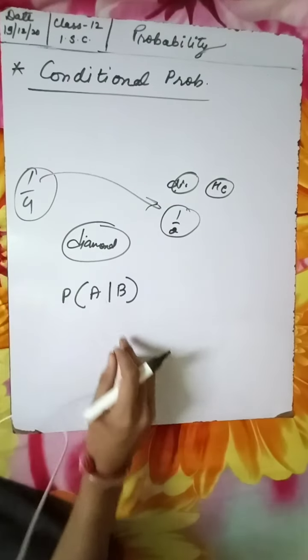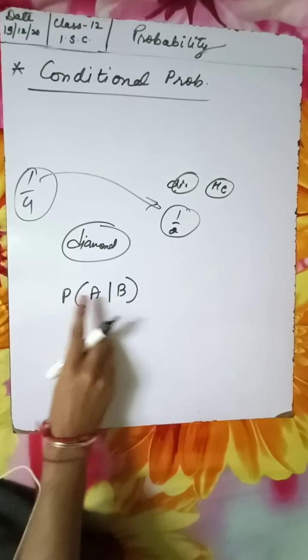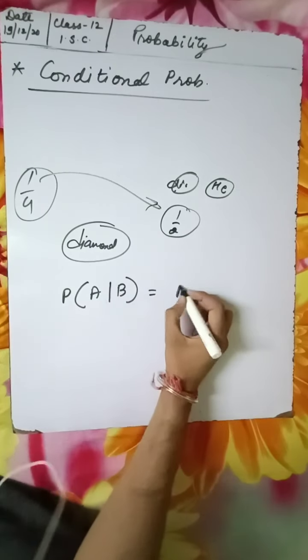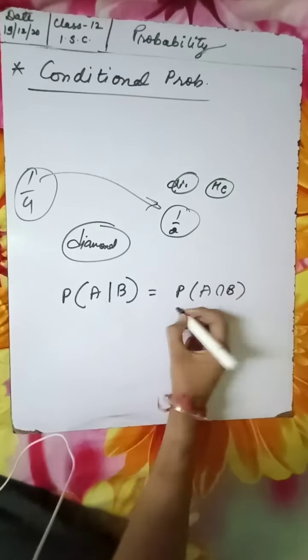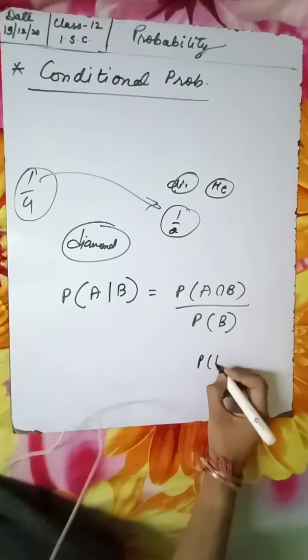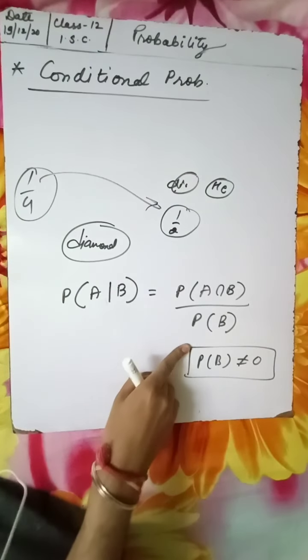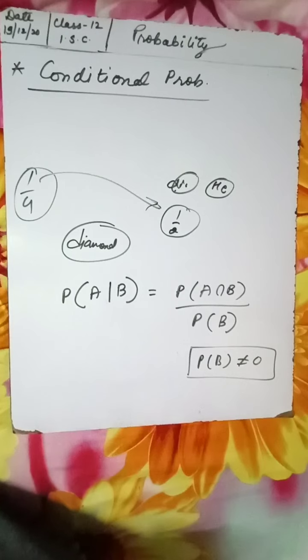Okay, and what is the formula? So probability of A given B, or probability of A condition B, is equal to probability of A intersection B upon probability of B, provided probability of B should not be equal to 0. This is the condition. We can understand, no? The denominator should not be 0.